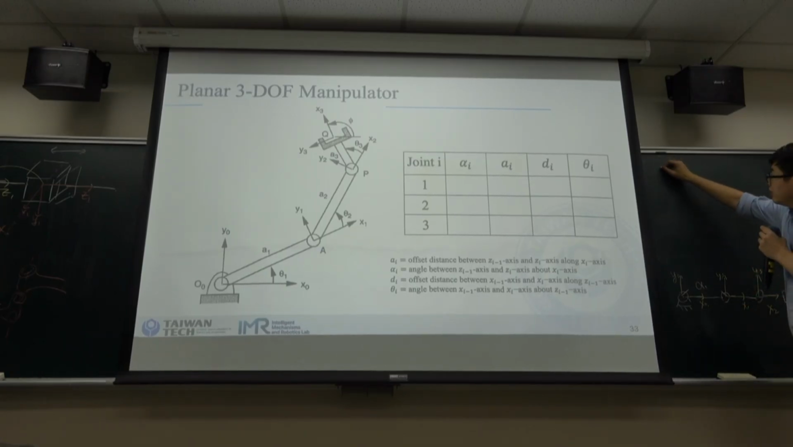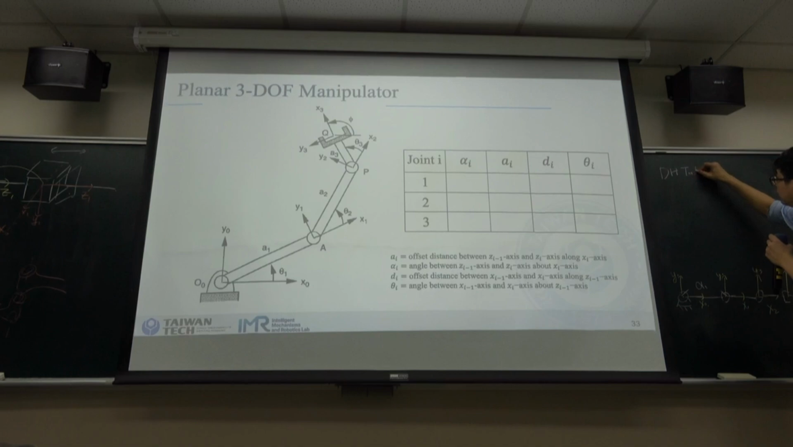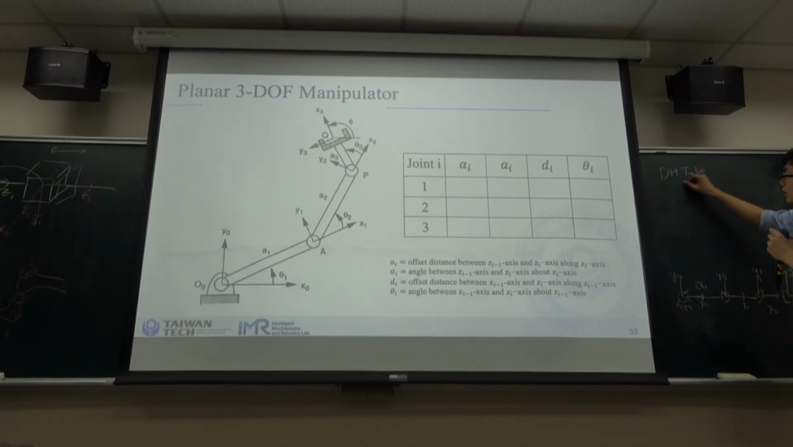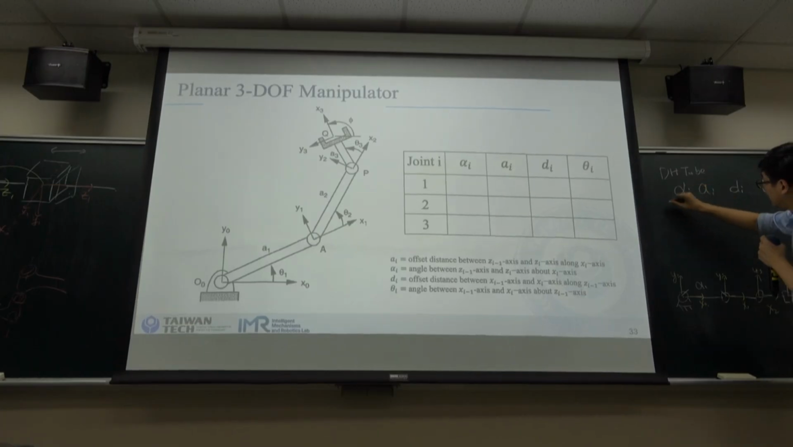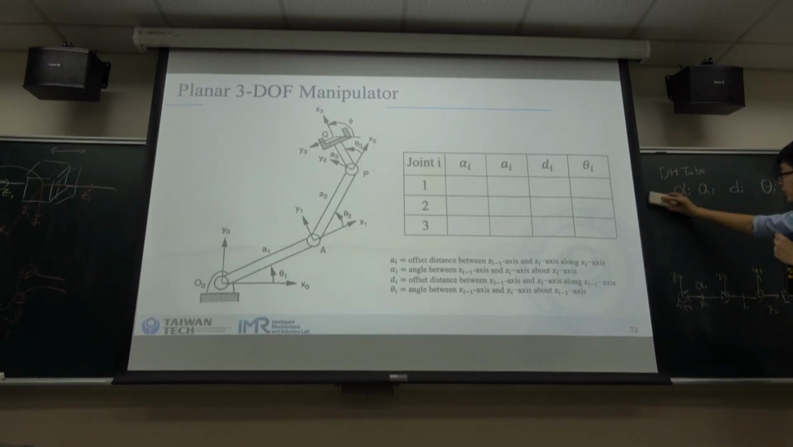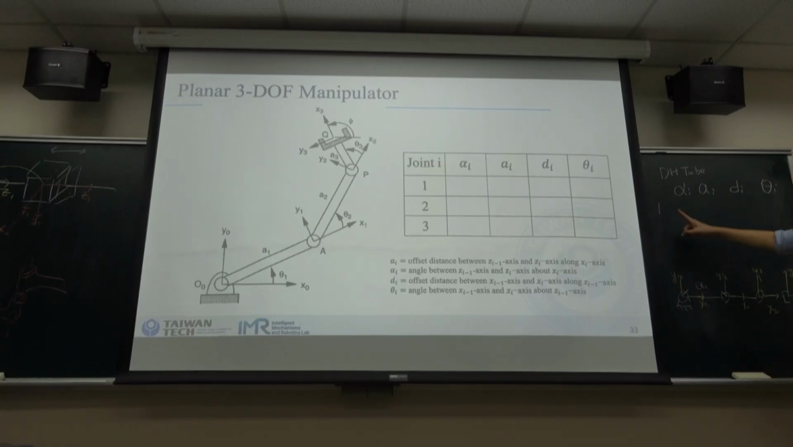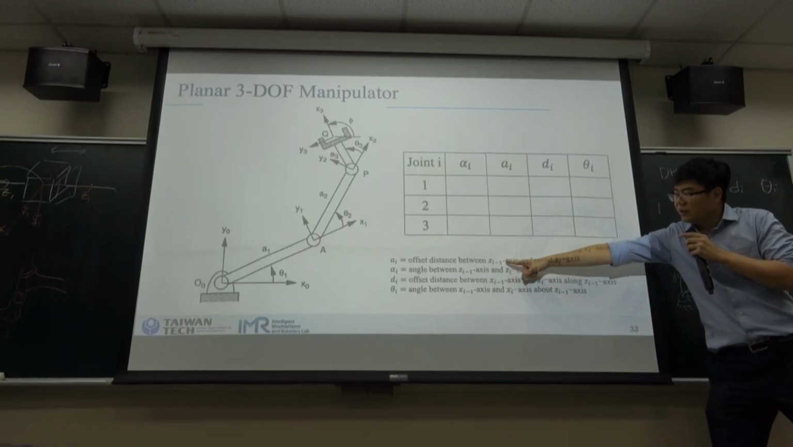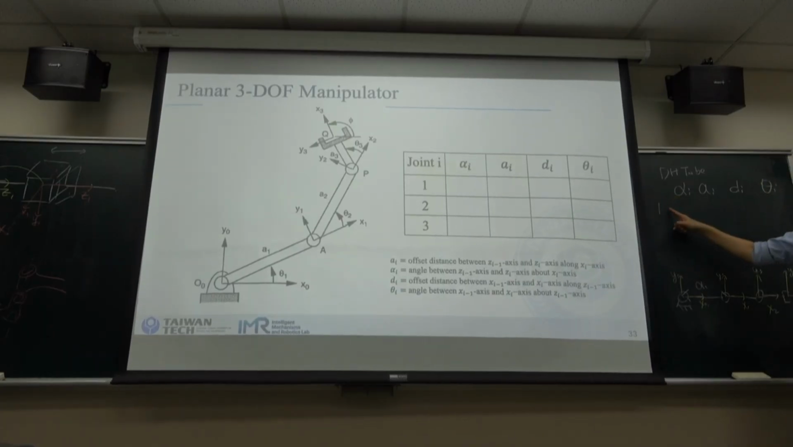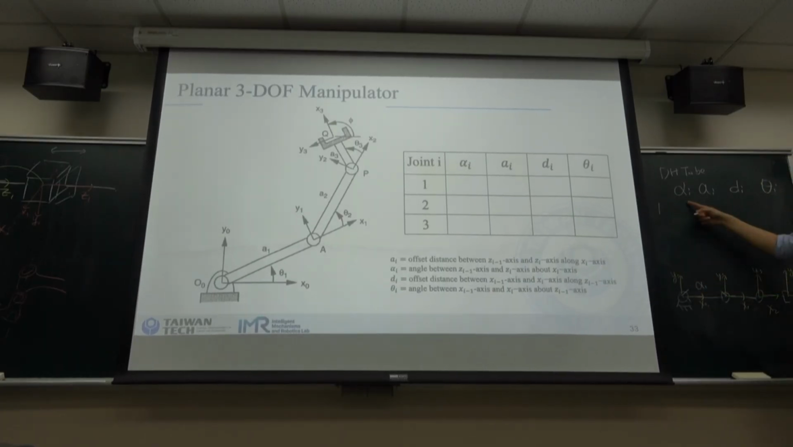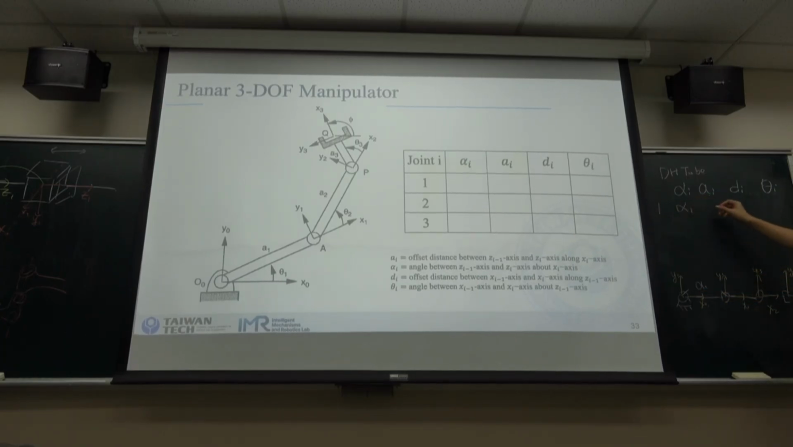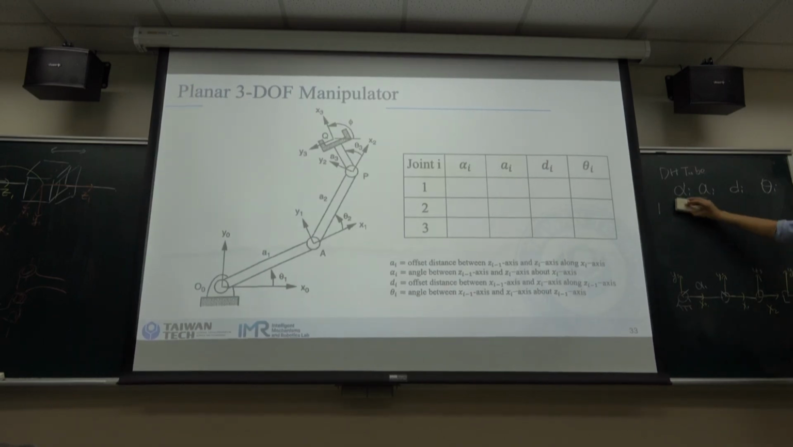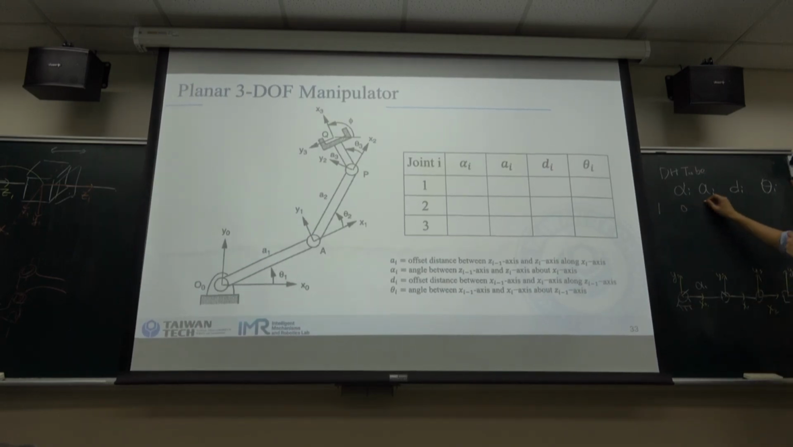So we can have a DH table. Then it's alpha, A, D, and theta. It's 1, because 1 means it's from 0 to 1, so here is i-1, 0 to 1. So alpha 1 is 0 and A1.